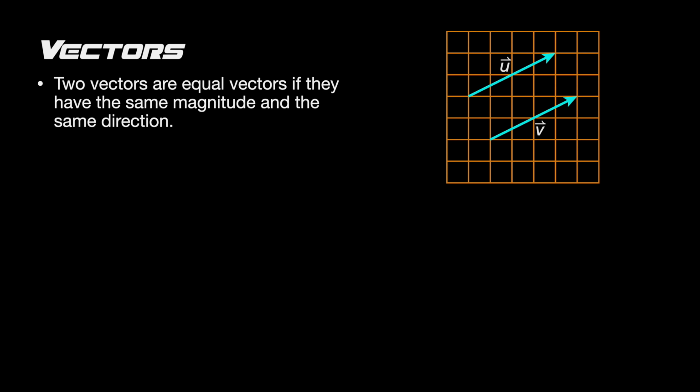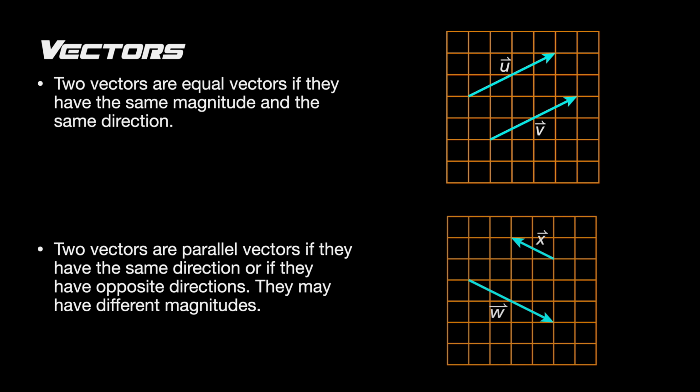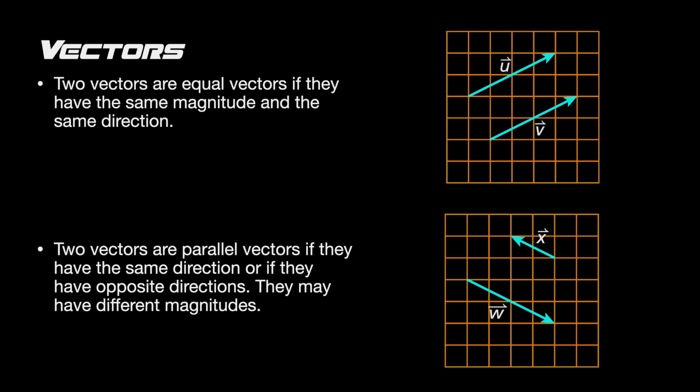Now, two vectors are equal vectors if they have the same magnitude and the same direction. So in this case, vector U and vector V would be equal vectors. Two vectors are parallel vectors if they have the same direction or opposite directions, but they can have different magnitudes. Notice in this case, W and X are parallel vectors because they are parallel lines, but they are not going in the same direction. Even if X was twice as long so that it would be the same length as W, because they are going in opposite directions, they would still be considered parallel.